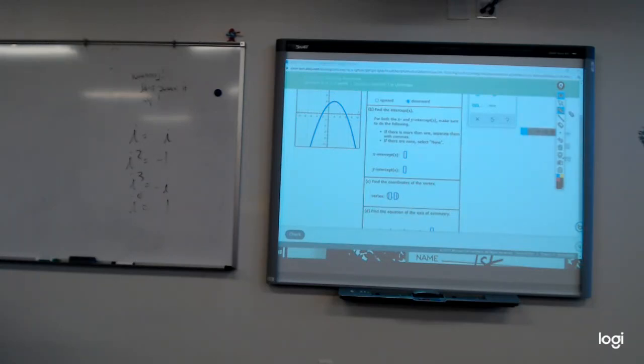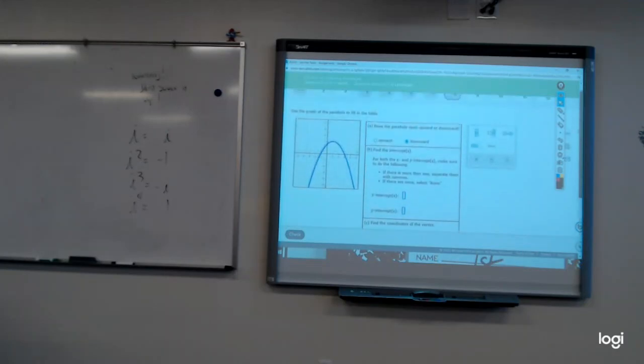We're going to go to the next one, and we'll just do 2 things. We'll do the vertex and the axis of symmetry. And then you should be able to get through your homework pretty quick.